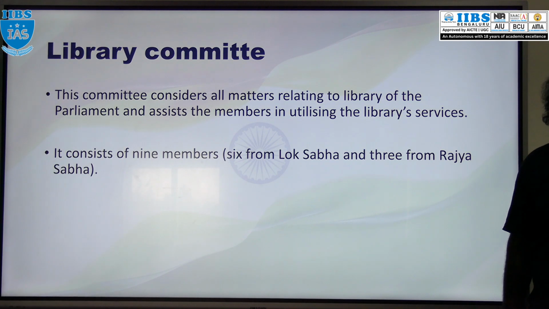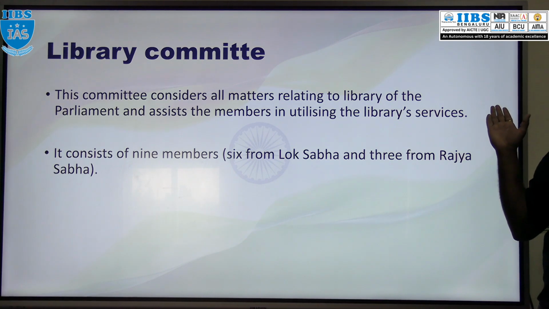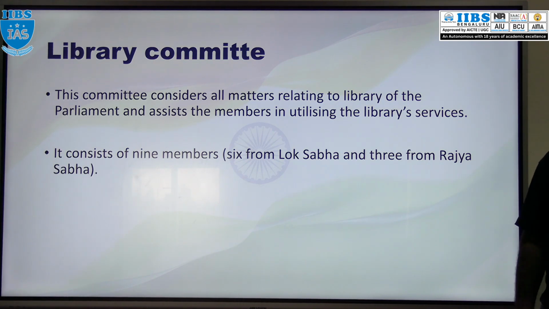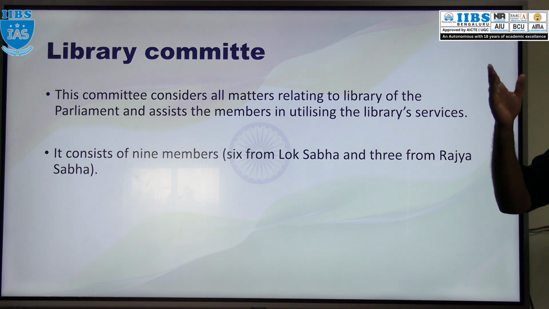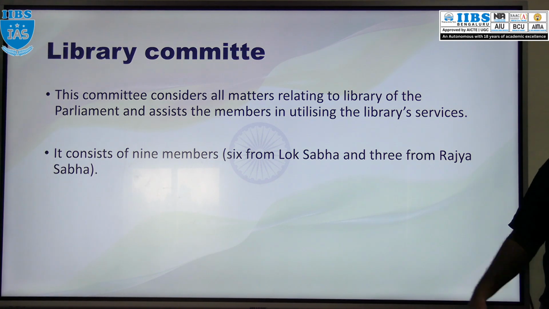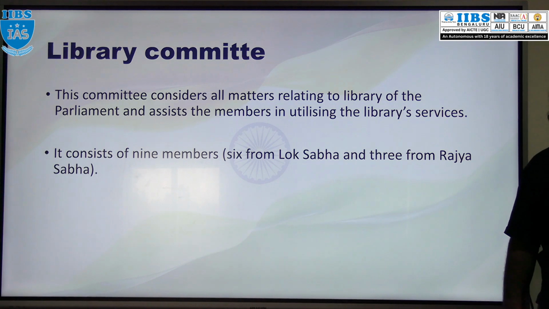Library Committee. Parliament has a library. So this committee will consider all the matters which are related to the library and assist the members in utilizing the library services. For the library, a separate committee is there. Okay, for accommodation, a separate committee. It consists of 9 members. So 6 from Lok Sabha and 3 from Rajya Sabha.